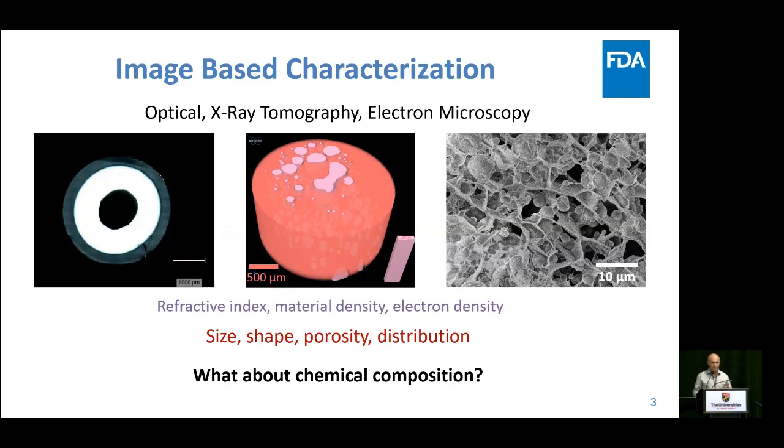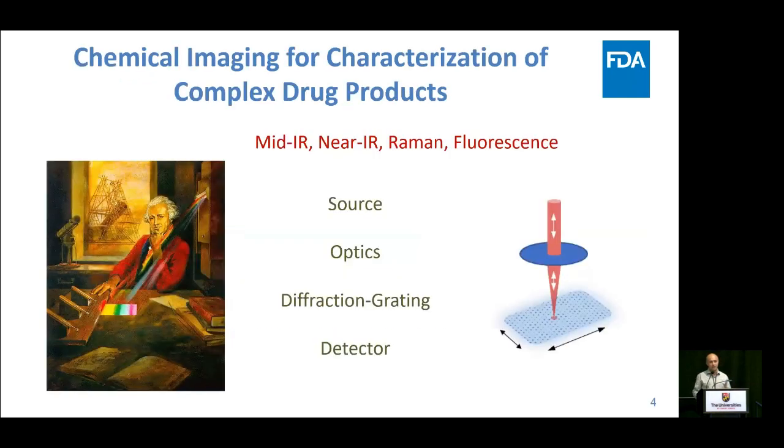But what about chemical composition? What if we have systems that are not binary? What if we cannot really get that contrast from a univariate or from a single parameter, right? So then we need chemical imaging. We need to be able to generate spectra and spatial information at the same time. And then that spectral information can lead us to molecular identification, determination of composition, etc.